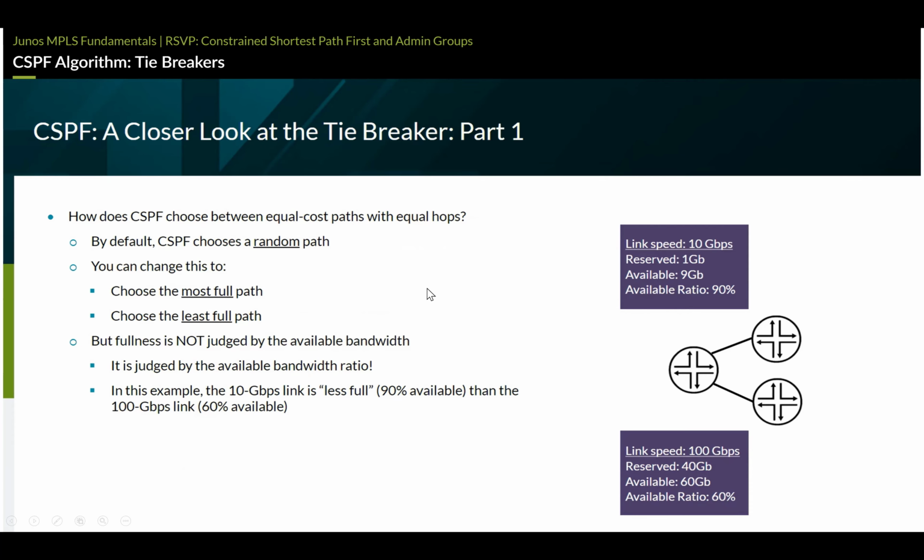You have one topology that has equal cost paths with equal hops. So what can you do? By default, CSPF chooses a random path. This is the default nature.